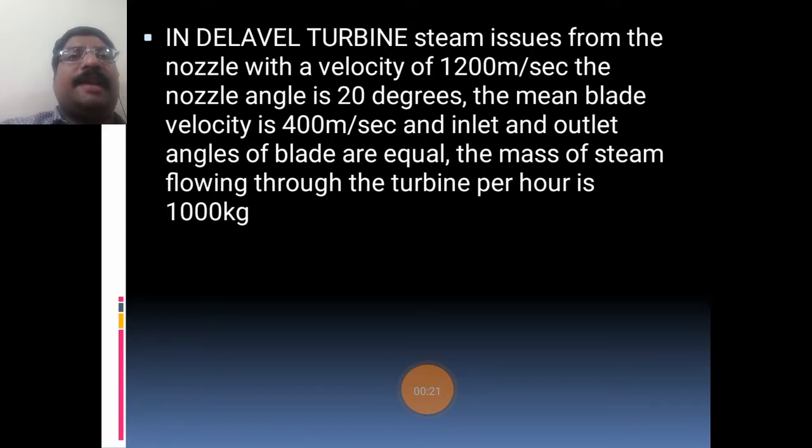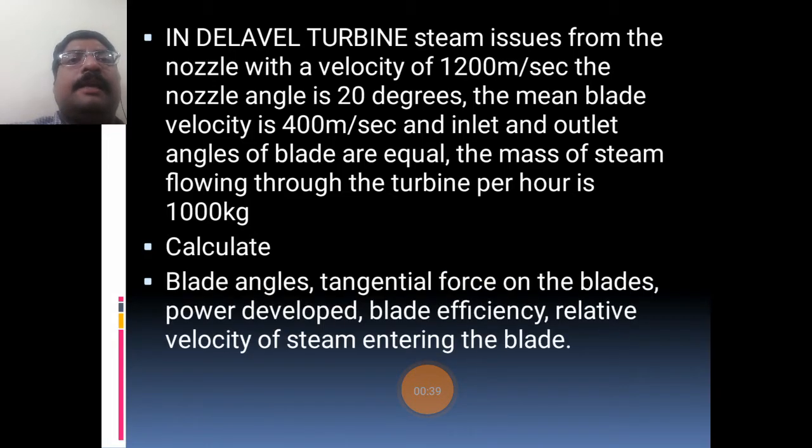The mean blade velocity is 400 meter per second and the inlet and outlet angles of the blades are equal. The mass of steam flowing through the turbine per hour is 10000 kg. So what we have to calculate? We have to calculate the blade angle, tangential force on blade, power developed, blade efficiency, and relative velocities of steam entering the blade. So these are the values you have to determine.